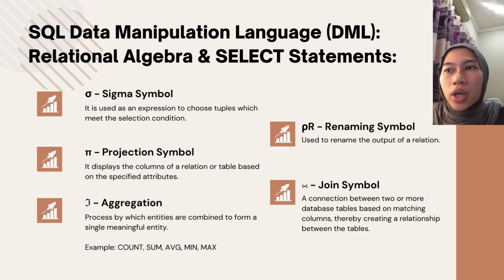Number 5 is a join symbol. It is a condition between 2 or more tables based on matching columns, thereby creating a relationship between the tables. So basically join symbols is used for join using, join on, and much more.